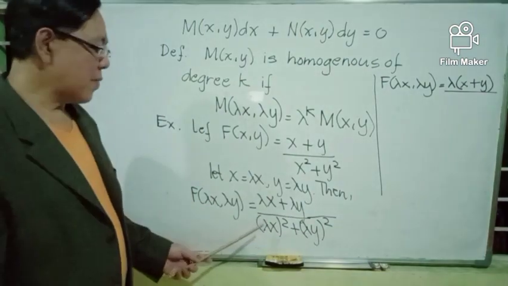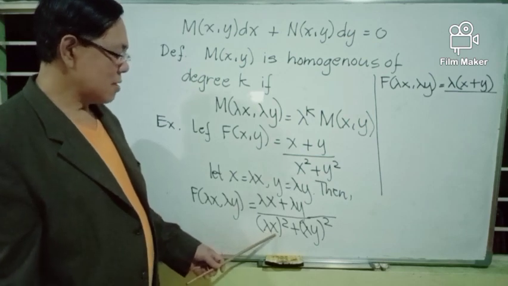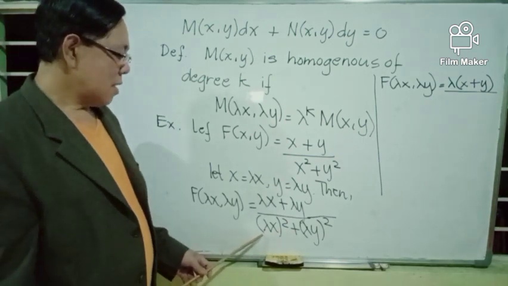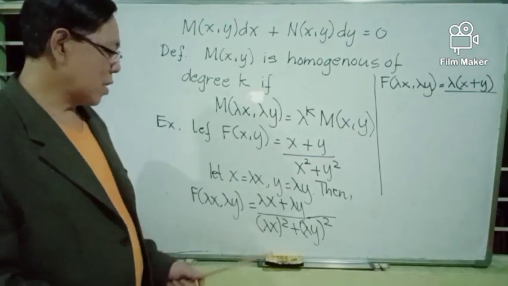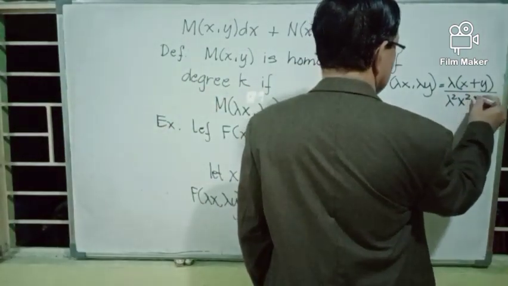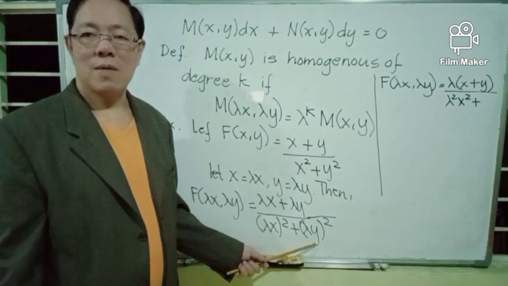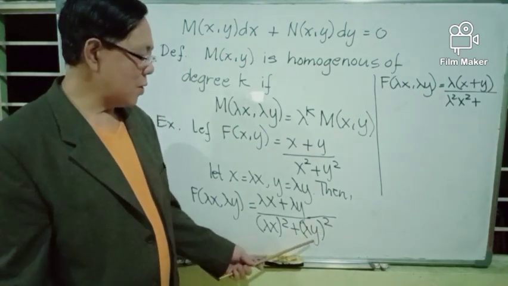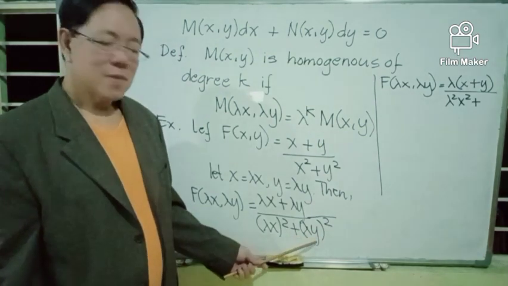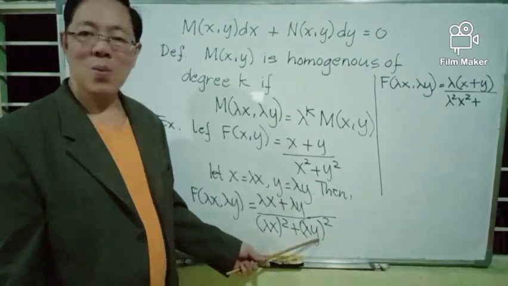In the denominator, we apply property of exponent. The square of the product lambda x is equal to the square of lambda multiplied by the square of x. Hence, lambda x squared equals lambda squared times x squared. Plus, to the second term, we again apply the property of exponent for the square of lambda y equal to the square of lambda times the square of y. Hence, the square of lambda y equals lambda squared multiplied by y squared.